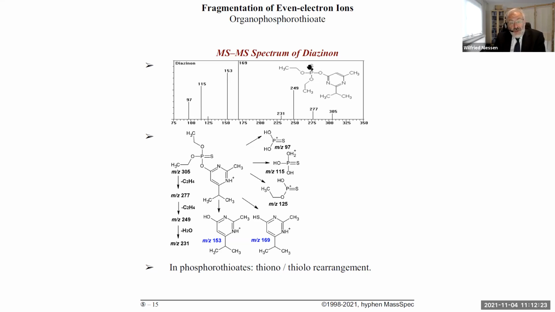Apparently, it's also possible that these two interchange, and you get the cleavage of the same bond with the sulfur here and produce this. And it's very characteristic that the 169, the ion with the sulfur, generally is a little bit more abundant than the ion with the oxygen.